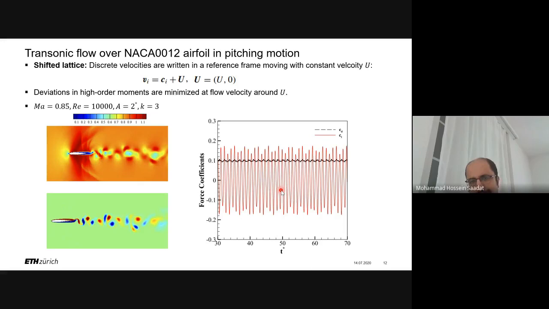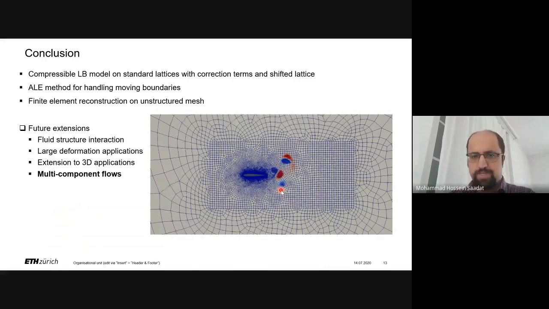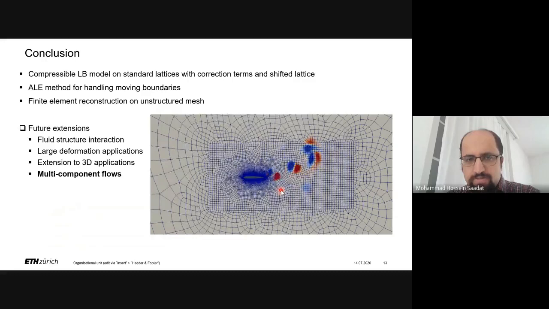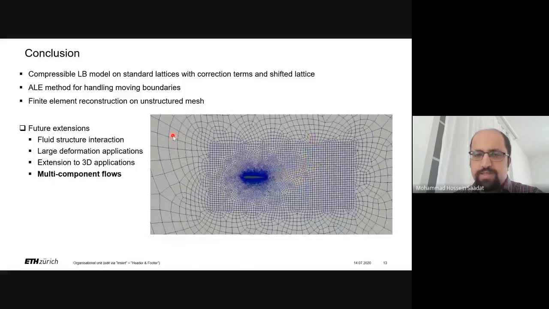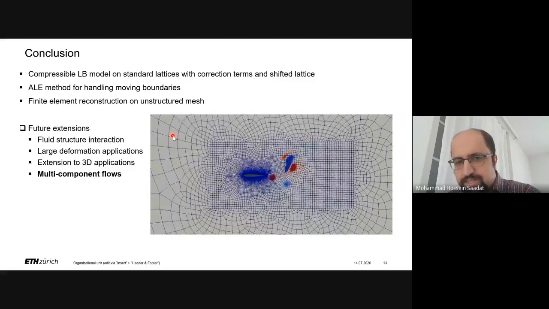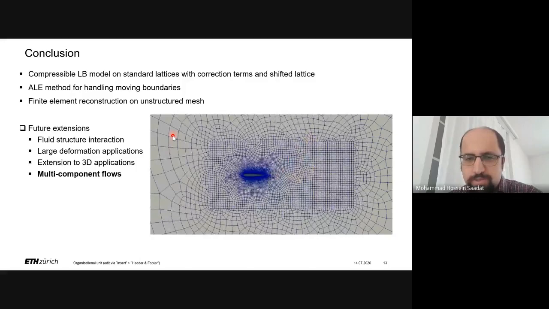So to sum up, what we did in this study is that we proposed a compressible lattice Boltzmann framework for the simulation of moving boundary problems. Our framework has three main elements. The first one is the compressible lattice Boltzmann model on a standard lattices with correction terms and also shifted lattices. So we think that this model is a good alternative of higher order lattice for the simulation of high subsonic flows, transonic flows, or even moderately supersonic flows.